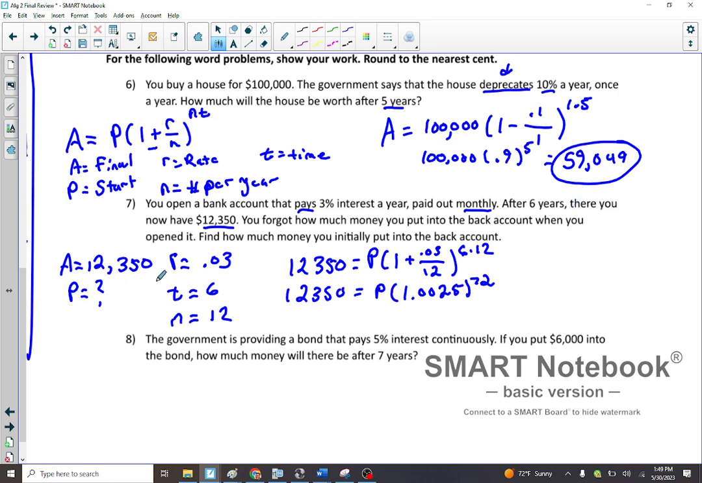All right. Then I'm going to divide this on both sides. So 12,350 divided by 1.0025 to the 72nd power. The reason I don't want to type this in separately is because it's going to get so small, your calculator is not going to fit it. So I'd rather just do it all at once.